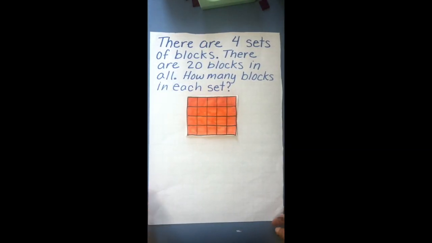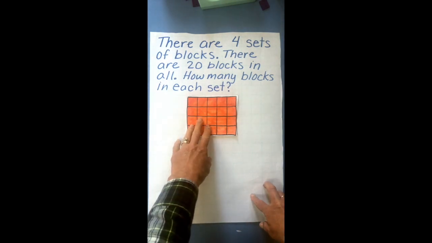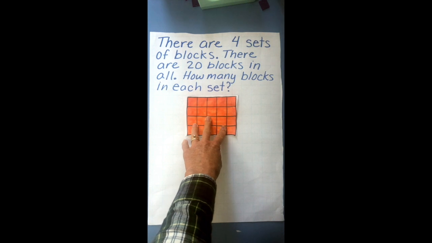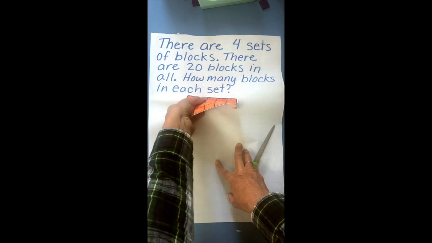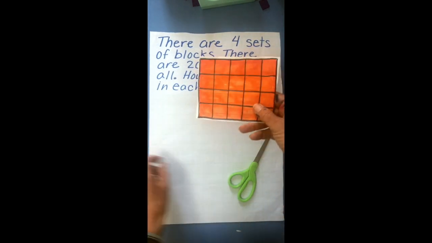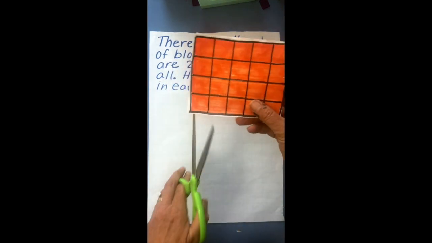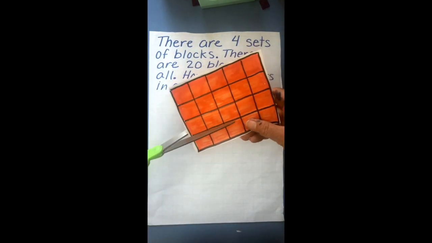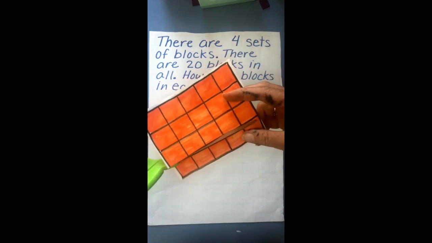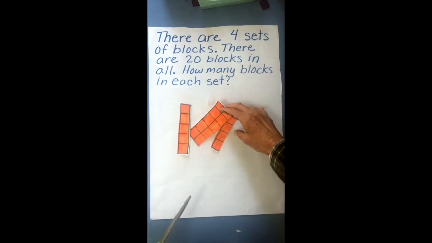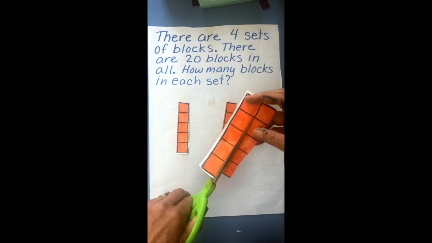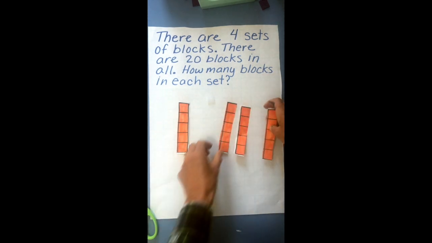It says there are 4 sets of blocks. There are 20 blocks in all. How many blocks are in each set? So it's saying there's 4 sets. Well, I only see 1 here, and that's how this could be tricky. So somehow I'm going to have to take this and divide it into 4 sets. It looks like this would be 1 set of 4, 1 set, 2 sets, 3 sets. Now I have 4 sets.